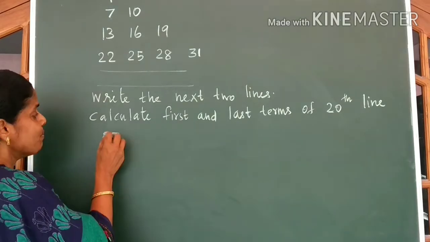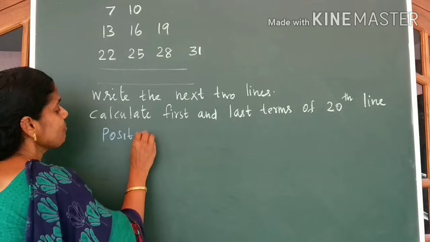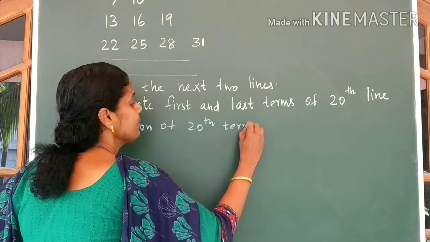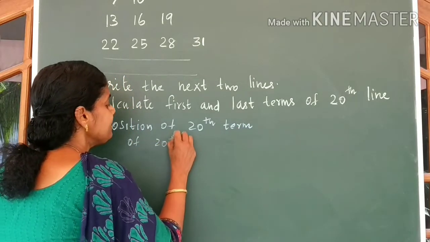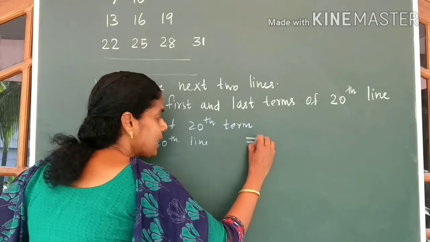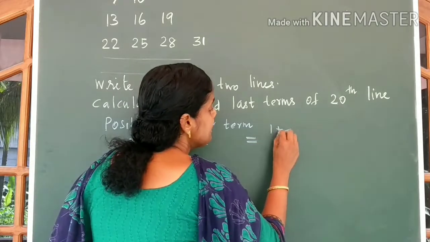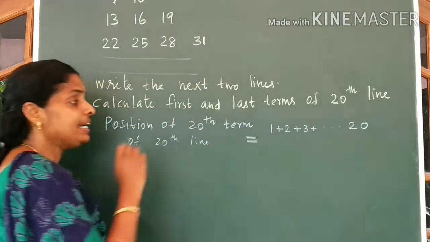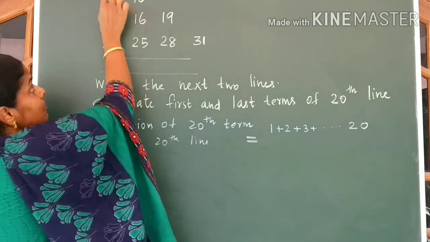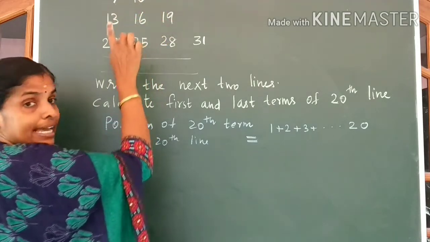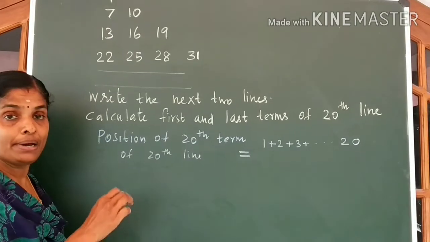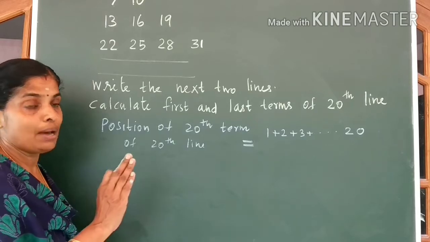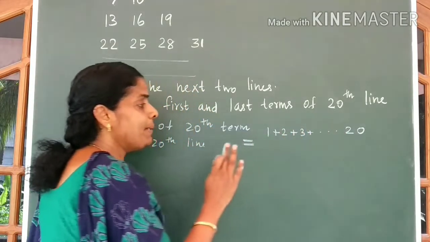Let me write it. Position of 20th term of 20th line will be equal to 1 plus 2 plus etc. up to 20. Why did I write like this? It is because first line 1 number, second line 2 number, third line 3 number, fourth line 4 numbers. So in the 20th line there are 20 numbers. So you add up all this 1 plus 2 plus etc.